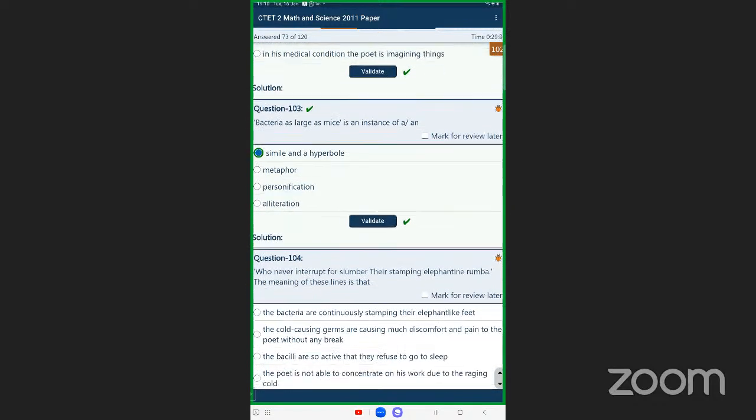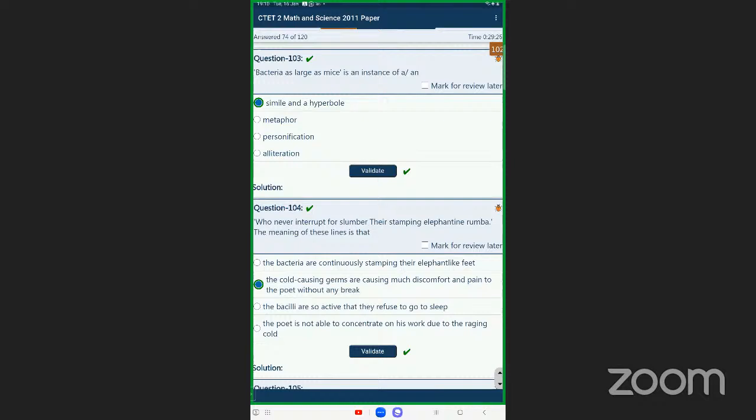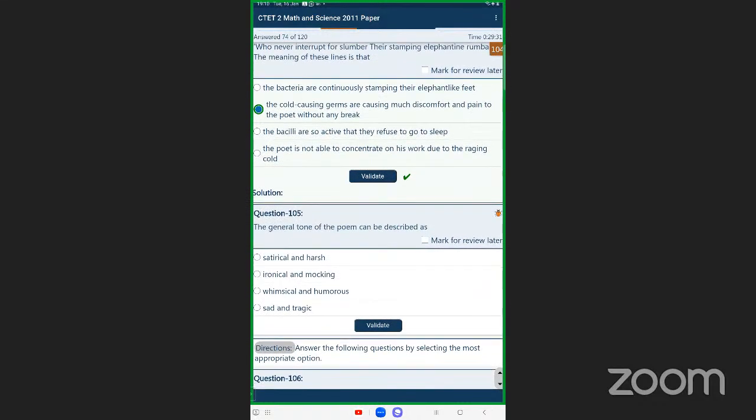Next one. What is who never interrupt for the slumbers? They are the stamping Elephantarumba. The meaning of these lines are what, student? What can be the meaning of this line? The cold causing germs are causing much discomfort and pain to the poet without any break.